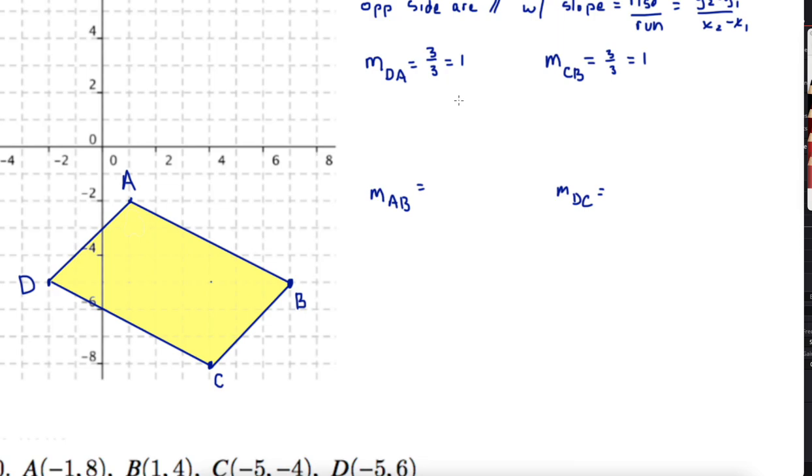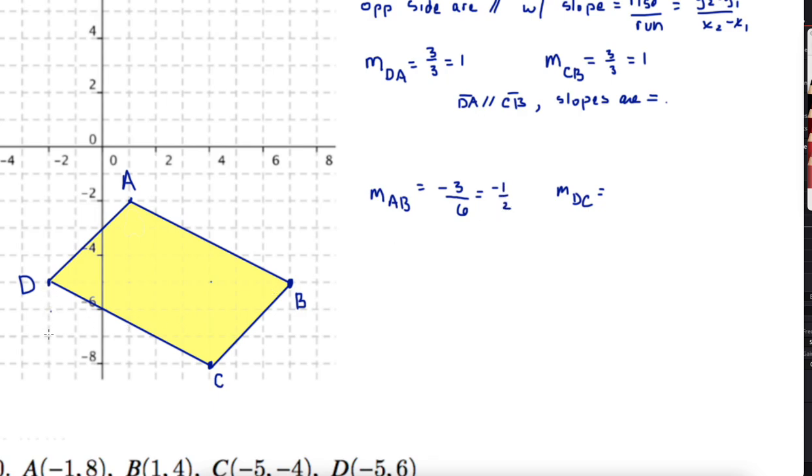So we've now proved that segment DA is parallel to CB because slopes are congruent. Slopes are equal. Okay, let's try AB. So we're going from -2 to -5. So we're dropping 1, 2, 3. So we're going down 3, and then we're going from 1 to 7. So that's 6. -3 over 6. That simplifies to -1/2.